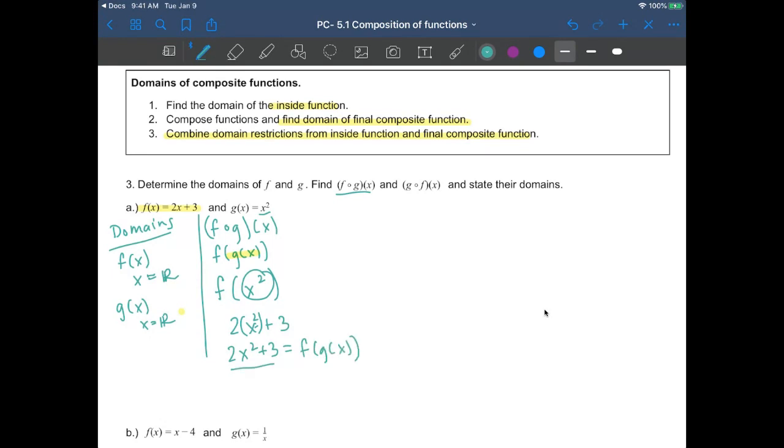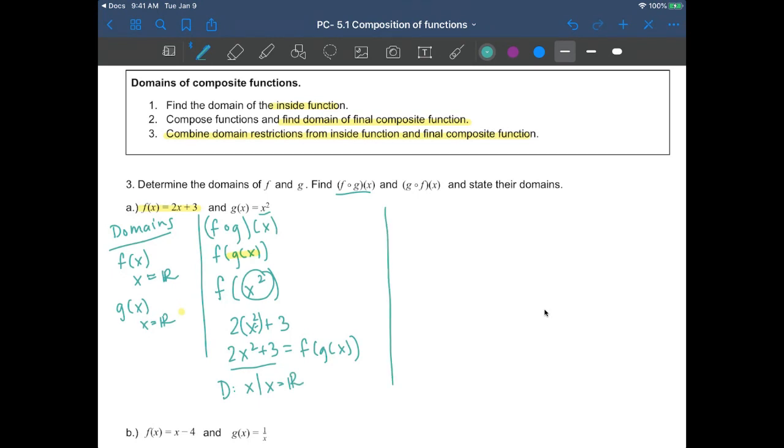And I'm going to look at this and be like, 2x squared plus 3 is a parabola, and parabolas don't have any domain restrictions. So the domain for f of g of x would be all real values, or x can equal all real values.